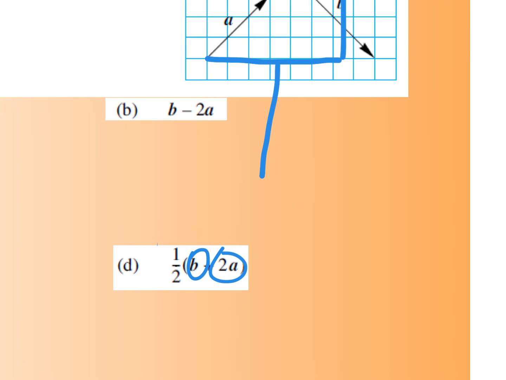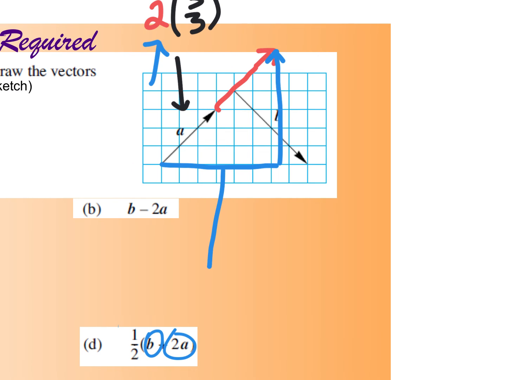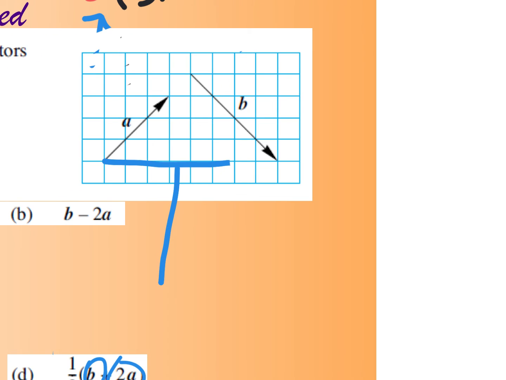So how do I do b plus 2a? Well, here's what b looks like. It's one of these pictures. Here's b plus 1a. And then 2a's would be like that. Just put them back to back. That's b plus 2a's.